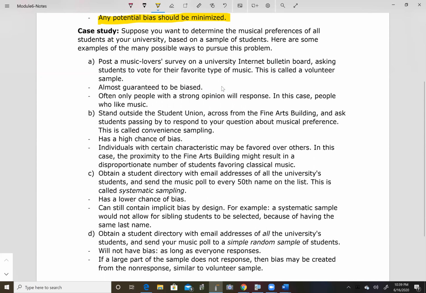Individuals, what this says is individuals with certain characteristics may be favored over others. In this case, the proximity to the Fine Arts Building might result in a disproportionate number of students favoring classical music, right? Because they're going to be into that sort of stuff.